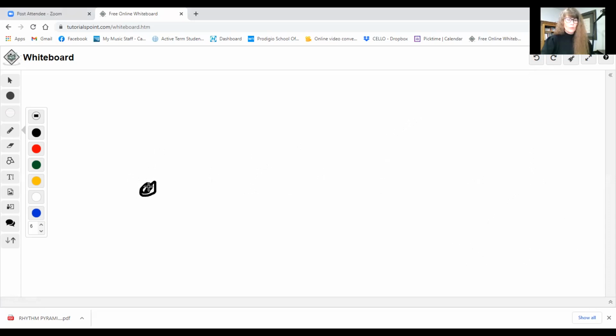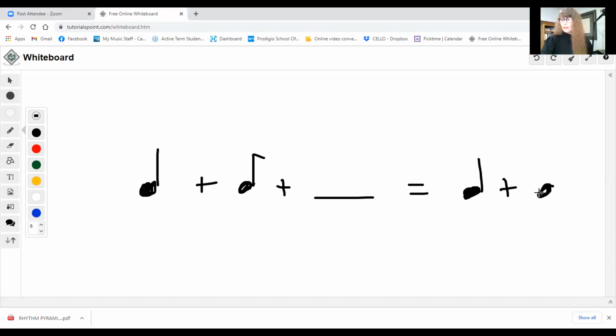Here's one. They gave us a quarter note plus an eighth note plus, and they leave a blank for you to fill in something. This is equivalent to, and they want it to equal, and instead of giving you 1 note, they're giving you more of an equation, quarter plus quarter. Okay, so we know that quarter note is worth 1 beat. So we have 1 beat there. We're looking for another beat.